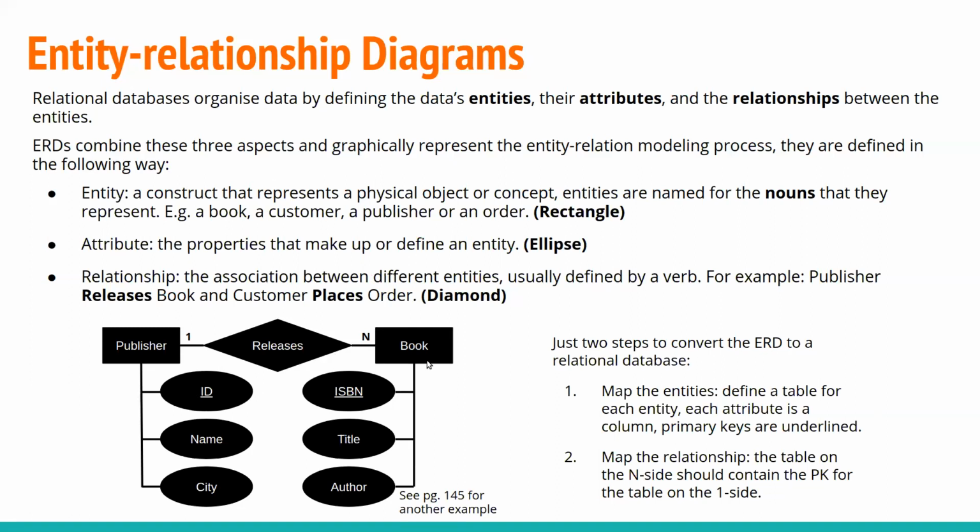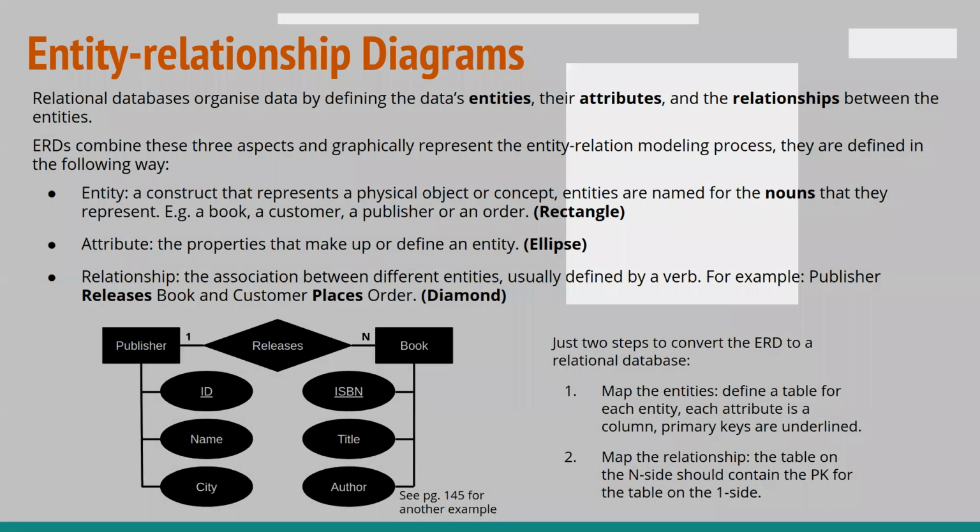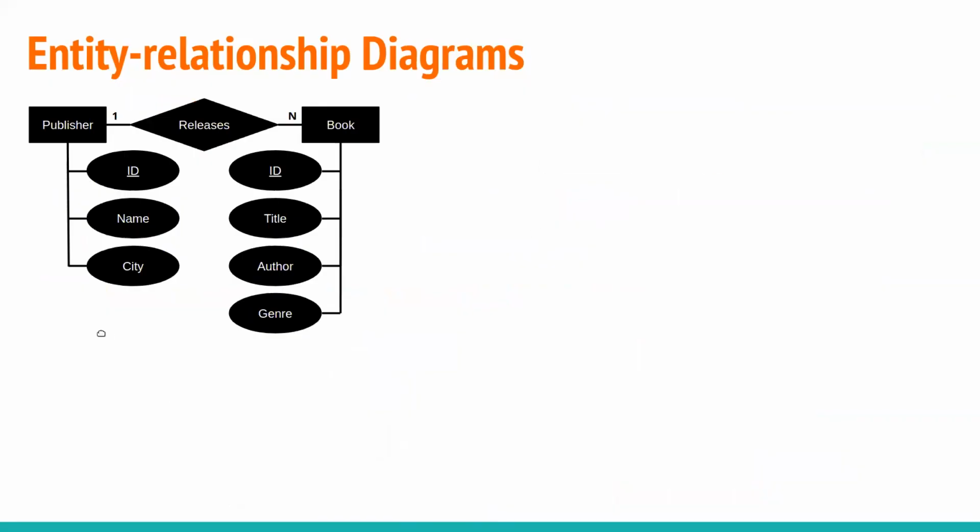Step 2 is maybe a little bit weird if you haven't seen it before, but it's quite easy. So I'll jump to the next page. Here we've got our ERD diagram. All I did was add a genre, so the book now has 4 attributes. It has an ID instead of an ISBN, just because ISBNs are like 13 characters and I didn't feel like typing out 13 characters. An ID will just be one number, basically an integer.